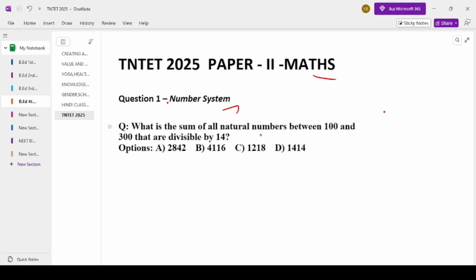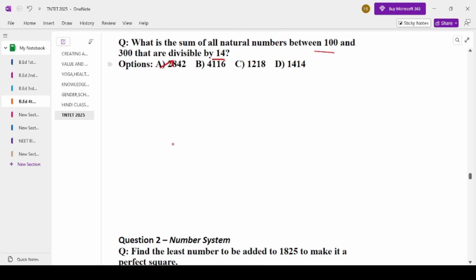What is the sum of all natural numbers between 100 and 300 that are divisible by 14, they are asking. So if you look at the answer, 2842 is the answer. So I will be giving you the step by step explanation. The first step is you have to identify the smallest multiple of 14.